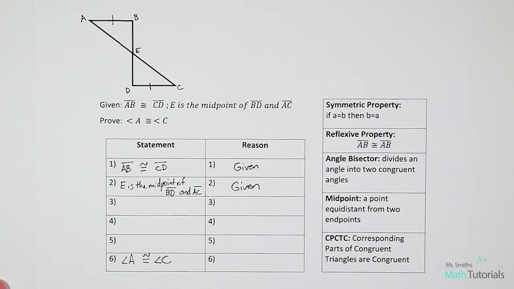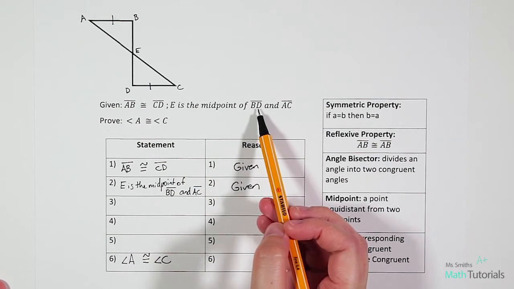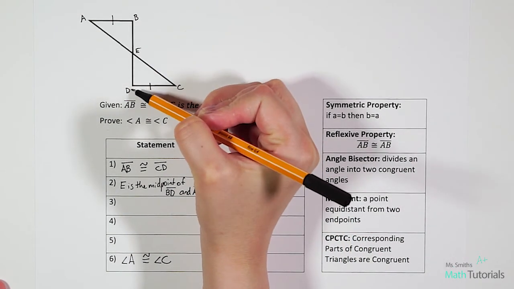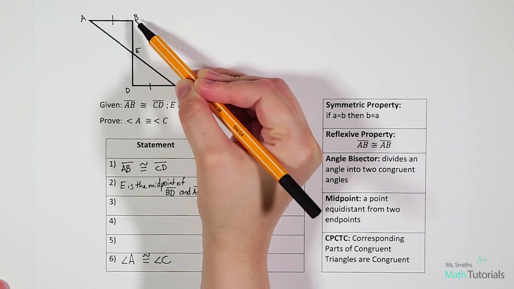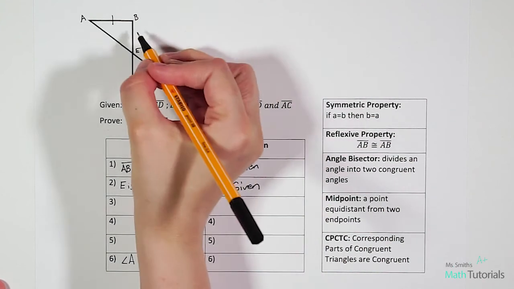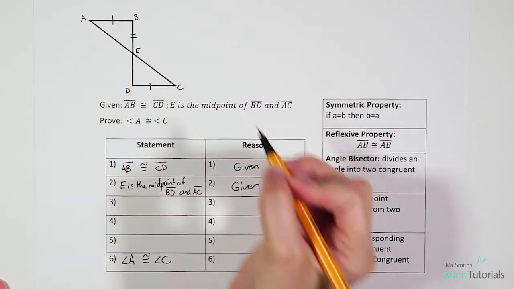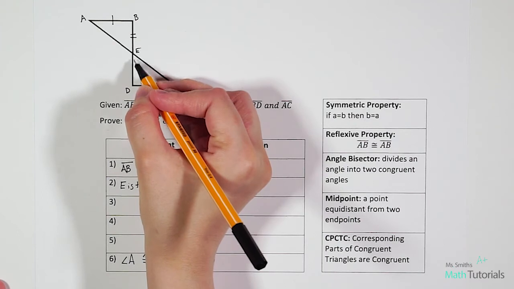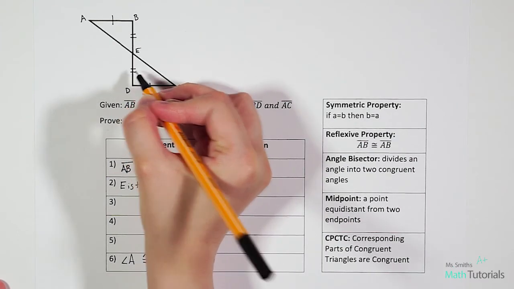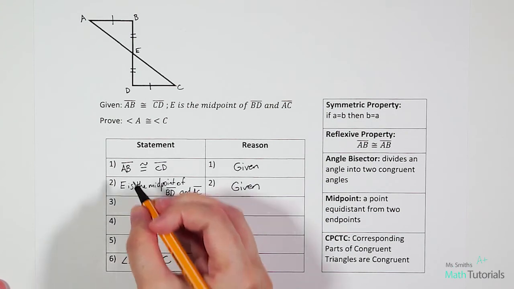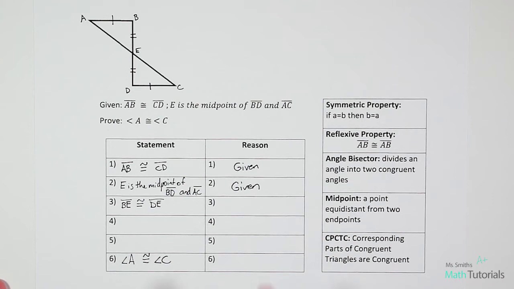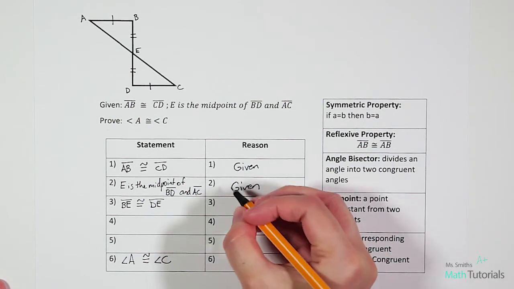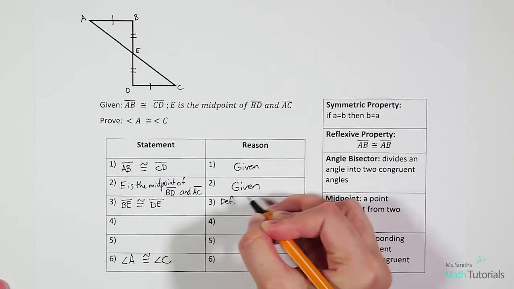And so if we have two endpoints, for starters, line BD, so this line right here, BD, if E is our midpoint, then what that means is that line BE, this section right here, will be congruent to line DE, this section right here. So we can add that as a statement. For our reason, we can just list definition of a midpoint. And I'm going to shorthand definition to just DEF.